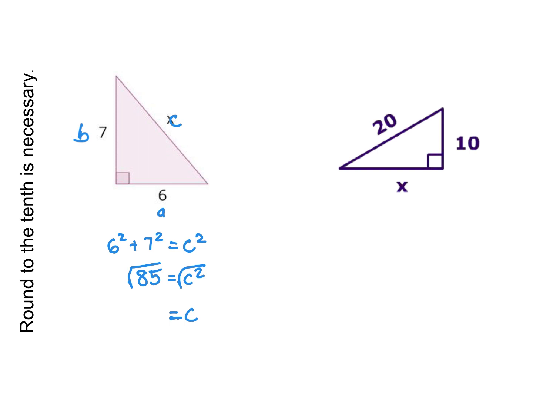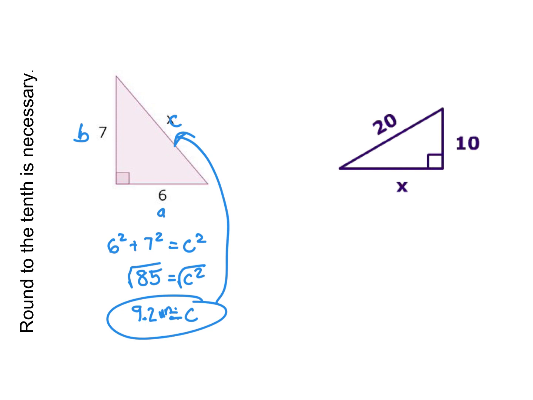And I got this long number. You can round to the nearest tenth. So I got 9.219544, blah, blah, blah, right? I'm going to round it to 9.2. And I'll just call that units since it doesn't have a measurement given there. And that's how long side C is.